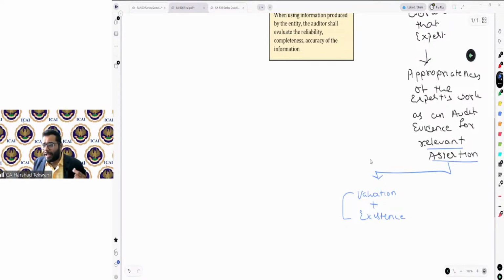In the same way, physical inventory count will help me in the valuation also, plus kind of existence also. On the same line, this is the case.